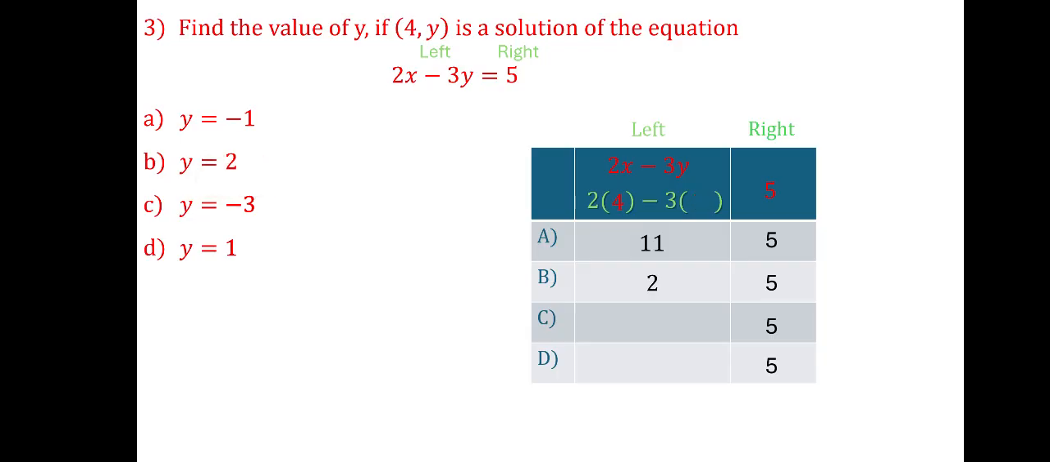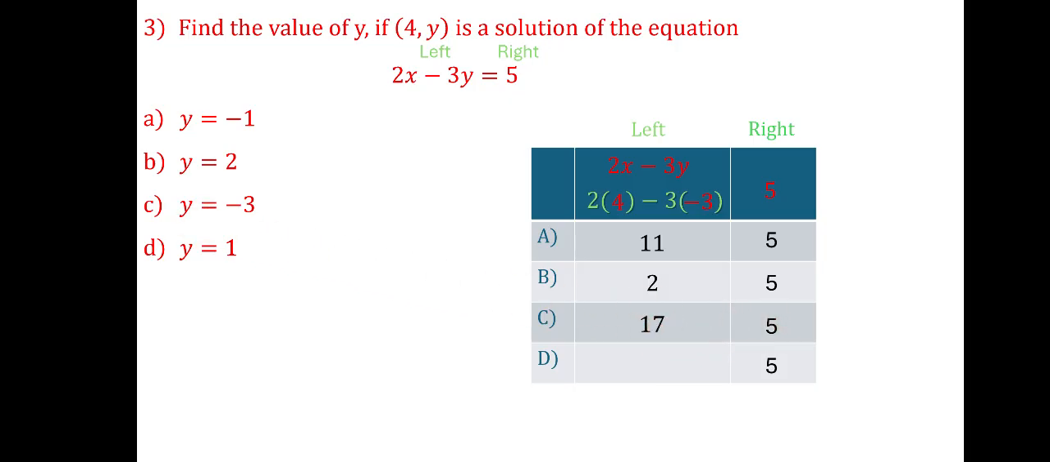Now go for option C. X value is fixed, 4, which is from the question. Now take the value of y from option C, which is negative 3. Now write like this in our calculator and press equal. I got 17, which is not same as on the right. On the right we have 5. If they are not equal, which means option C is not the correct one.